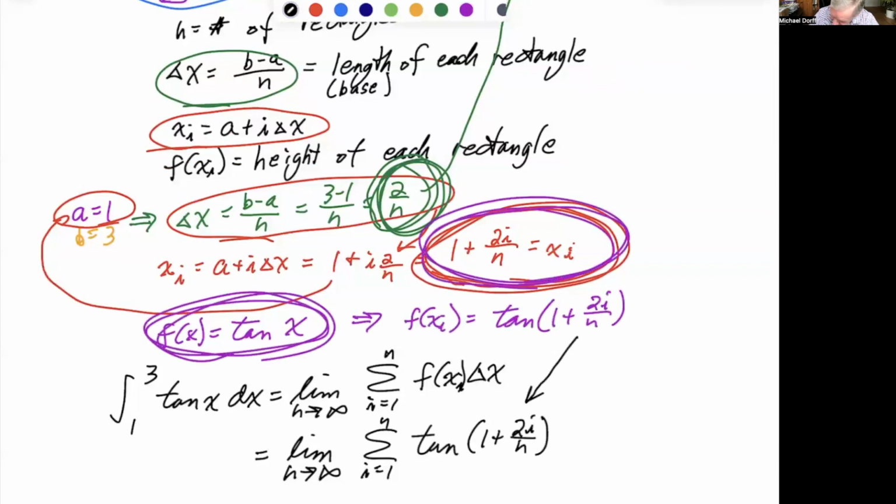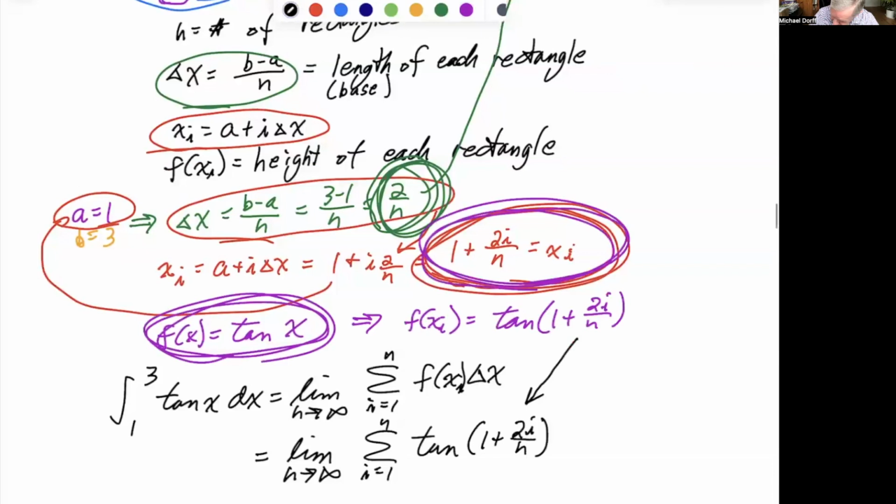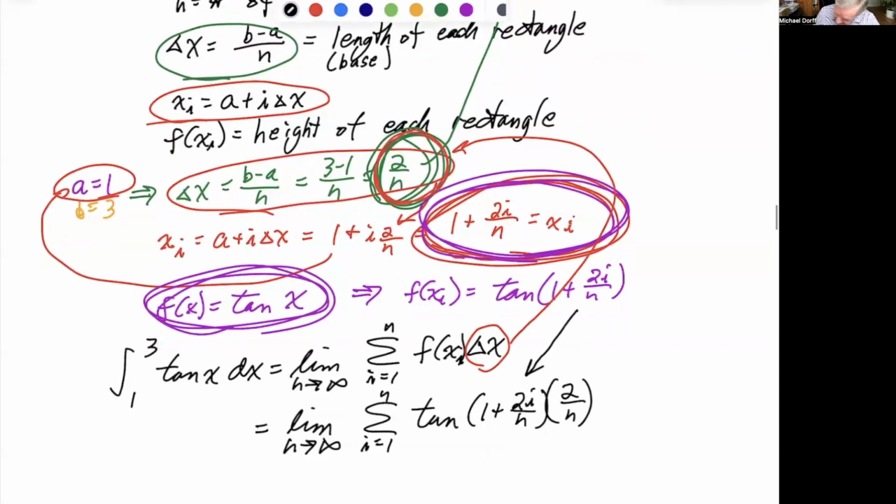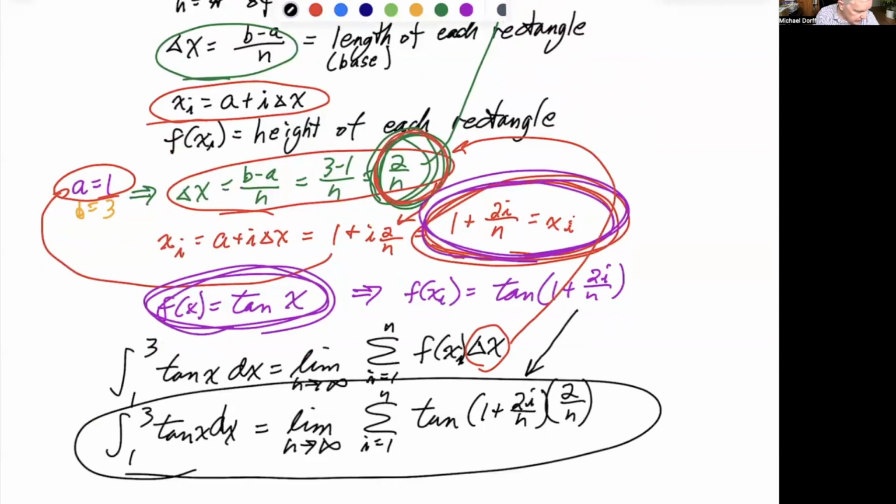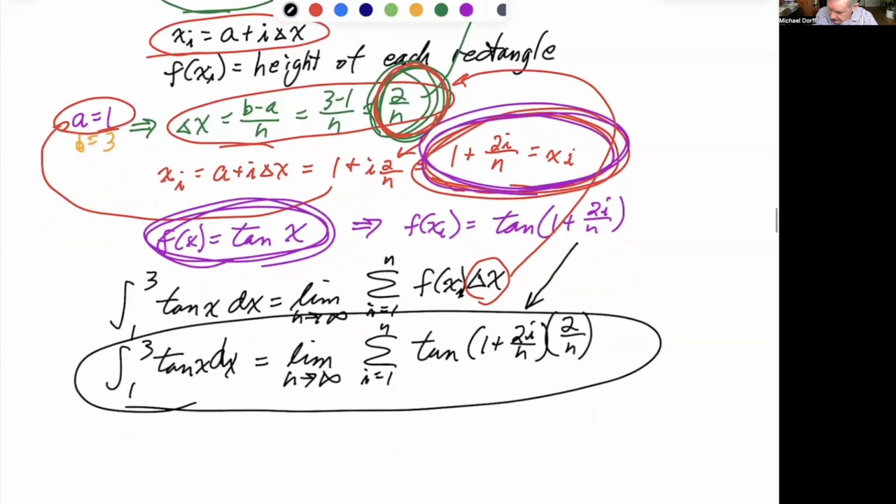And then the last thing is we have our delta x here. And earlier we figured out that delta x is 2 over n. So we put that in here, 2 over n, and we get this. And so that is our answer, that the integral from 1 to 3 of tan x dx equals that part right there: the limit as n goes to infinity of the summation i equals 1 to n of tangent of 1 plus 2i over n, all times 2 over n.